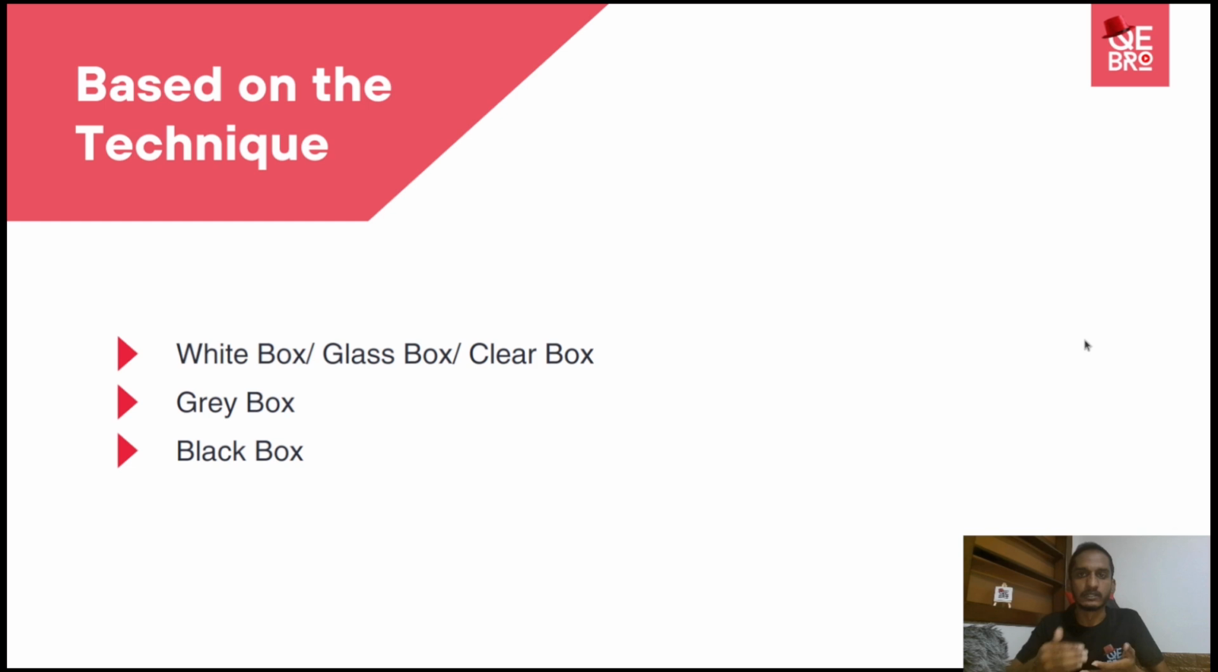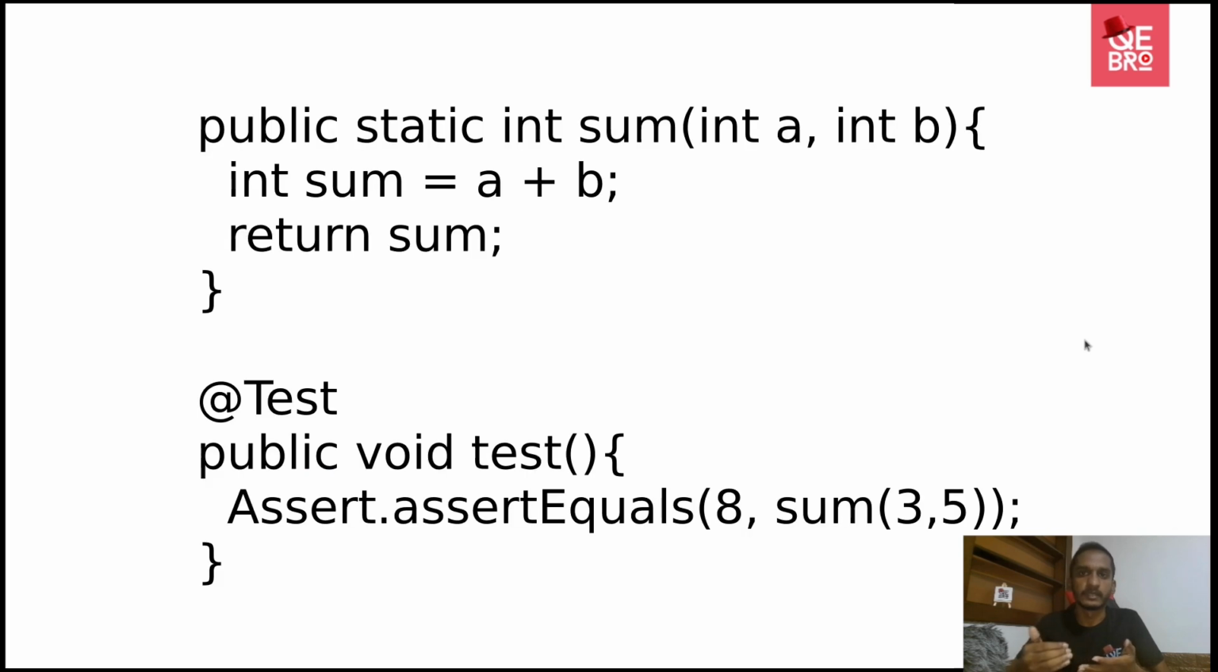We have a method called sum. It takes two inputs, input A and input B, both integer values, and the output will be another integer. If we pass 3 and 5 to this method, it will output 8. So I hope it's clear.